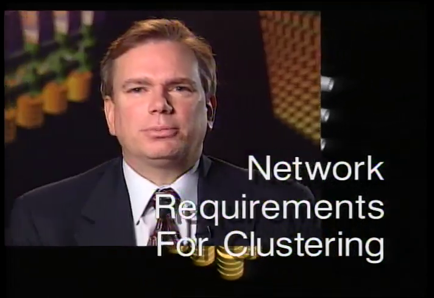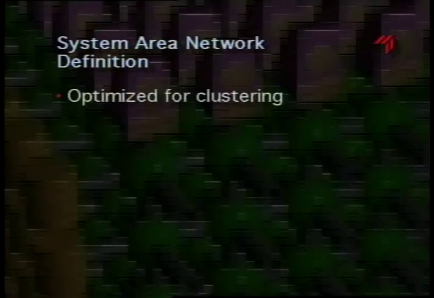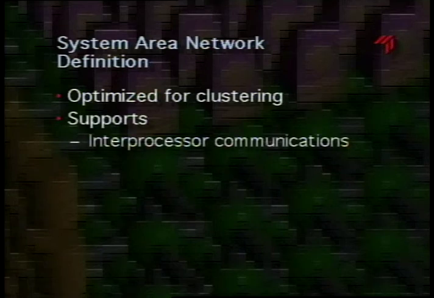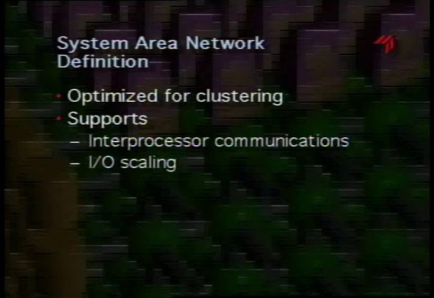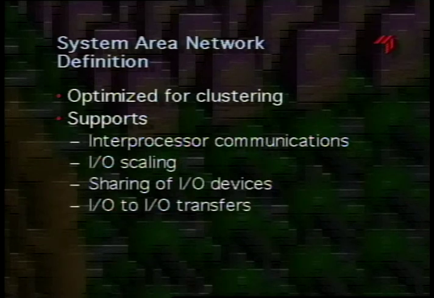A completely different approach to clustering is to use a network specifically designed for that purpose. That is what we call a system area network. The definition of a system area network is a network optimized for clustering and used for both interprocessor communications and I/O scaling. System area networks can be used for scaling either the processors or the I/O, and the network allows the sharing of I/O devices and will support I/O to I/O transfers.